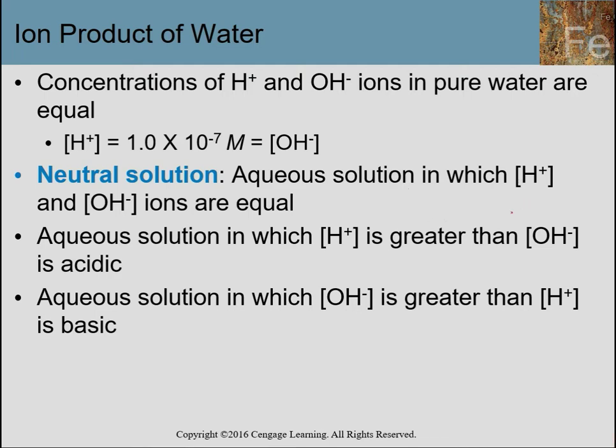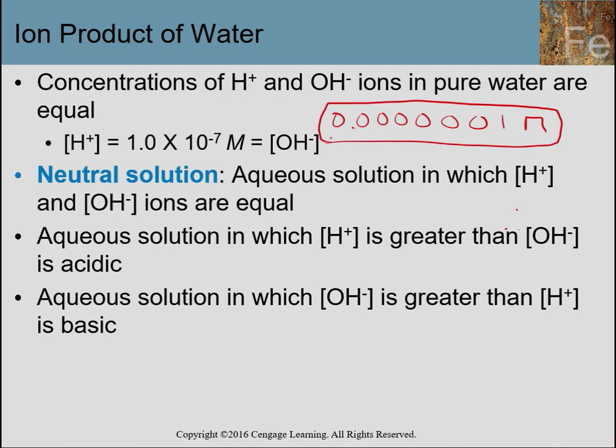Let's write that down. Ready? Let's see if we can make my pen work. There we go. 1.0 times 10 to the negative 7th molar. That's not much. That's a very tiny amount in pure water. So in neutral water, the hydronium, or the hydrogens, and the hydroxides are equal, and they're at 1.0 times 10 to the negative 7th molar.